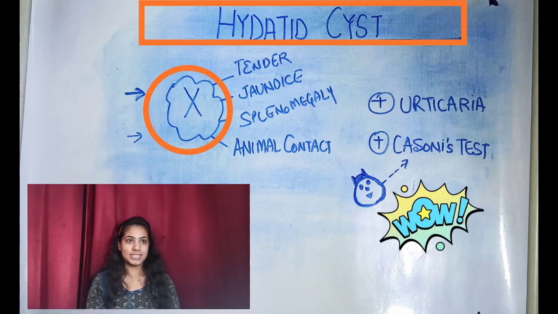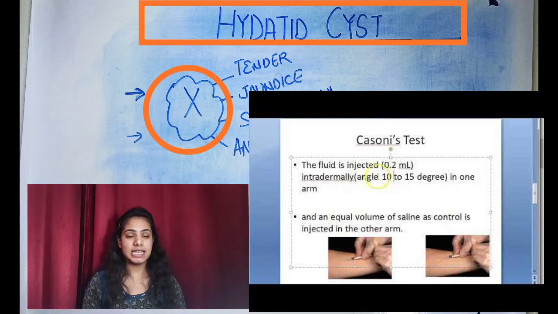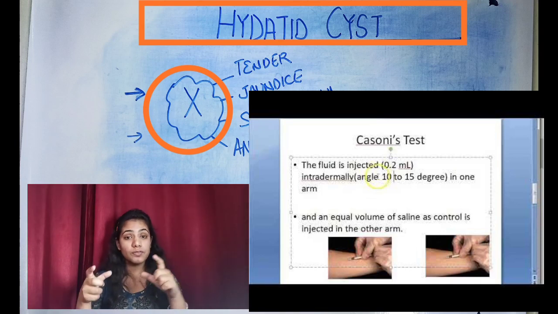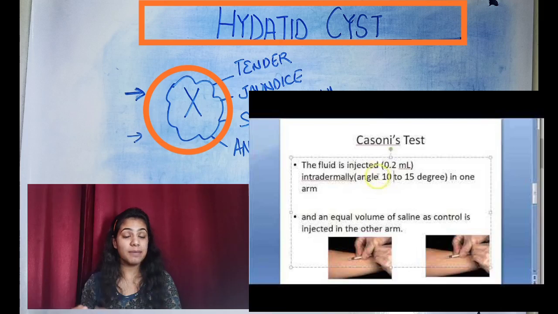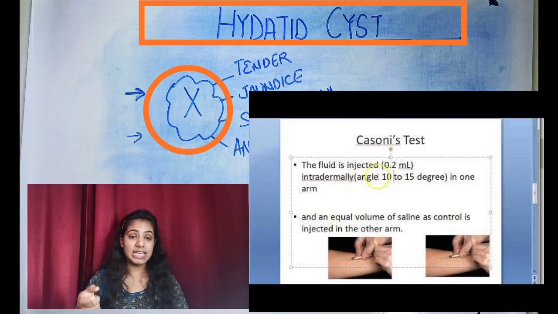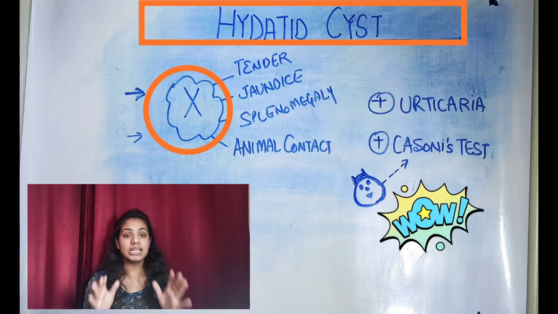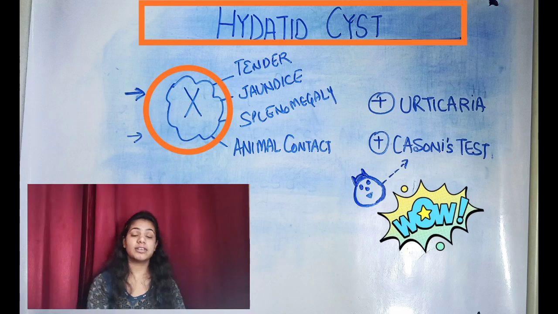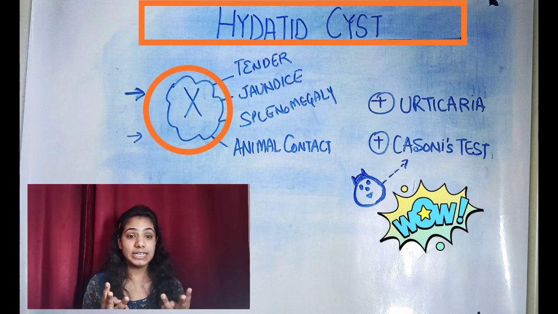Now this is very interesting. In Casoni's test, the patient is injected in one arm with Casoni's fluid, and the same amount of NaCl is injected in the other arm so as to prevent a reaction in the body. I repeat, the same amount of NaCl is injected in the other arm. Now, the patient is observed for 30 minutes.